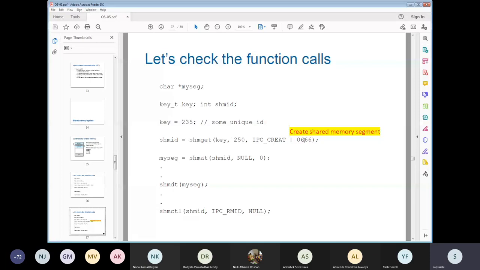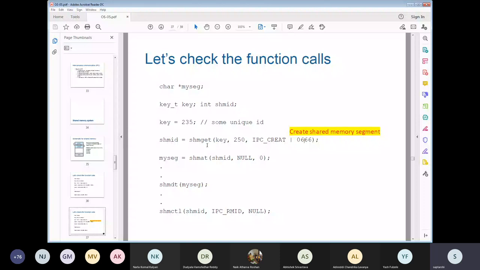But this permission is not associated with any file. This is associated with the shared memory segment which is getting created. So this shared memory segment is getting created by this call, and it is set to have a permission of 666. And again, this IPC create is a flag. I leave it to you to figure out what this is. It might be quite evident from the name, but I'm not telling you all details of this call. I'm leaving some part for you to figure out.